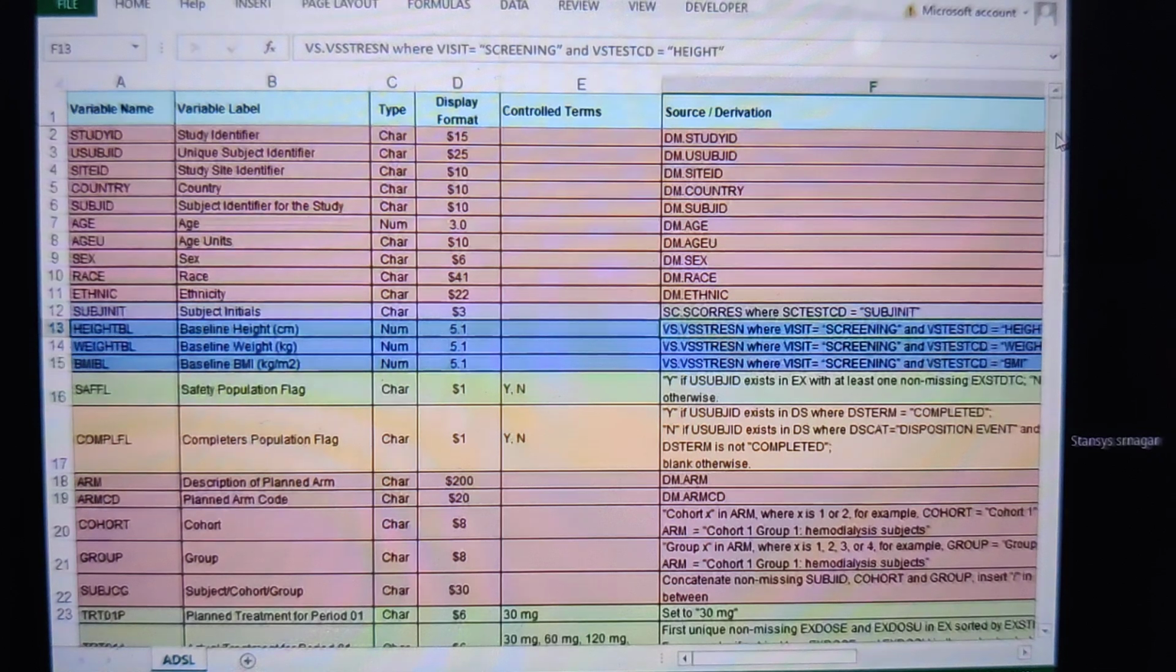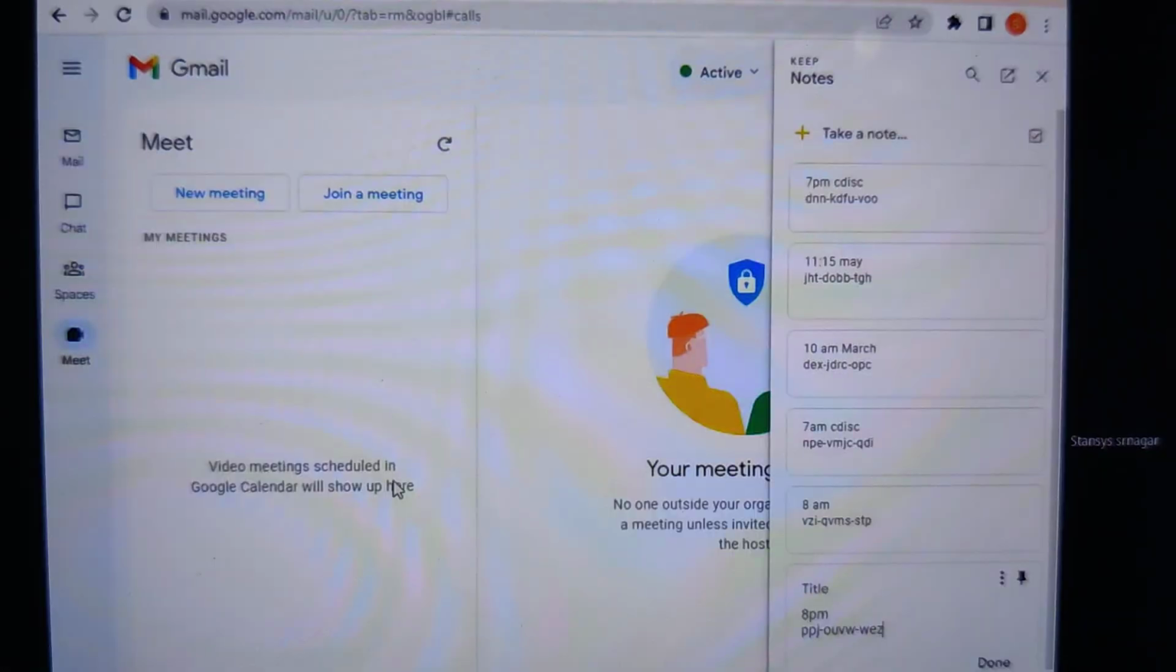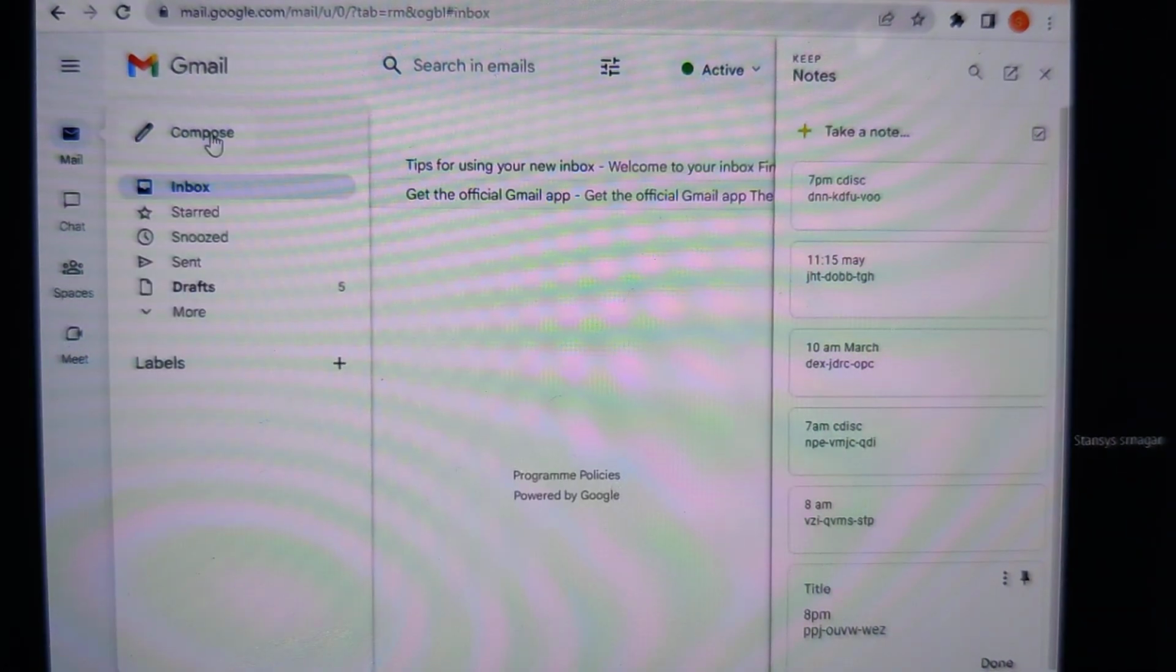Do you have any doubts? Did I give those parametric guidelines to you guys?